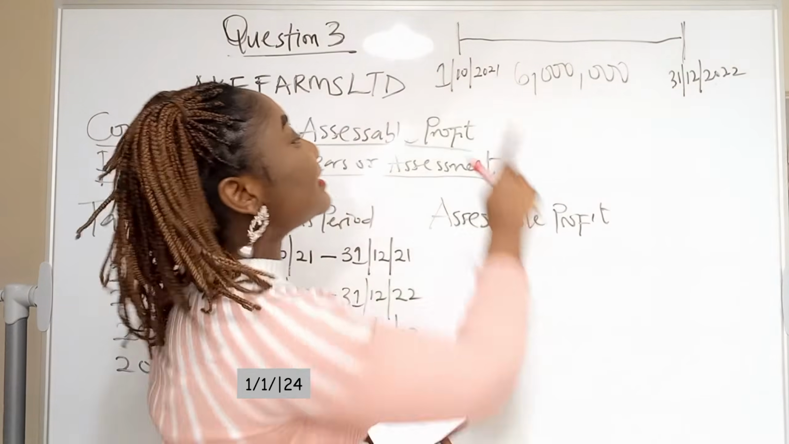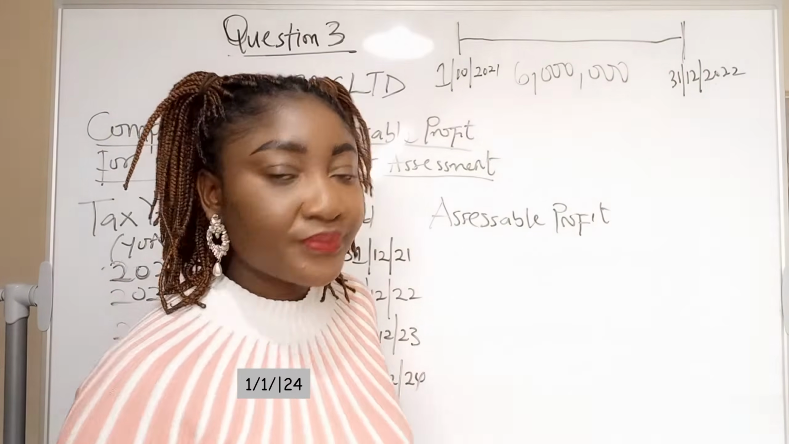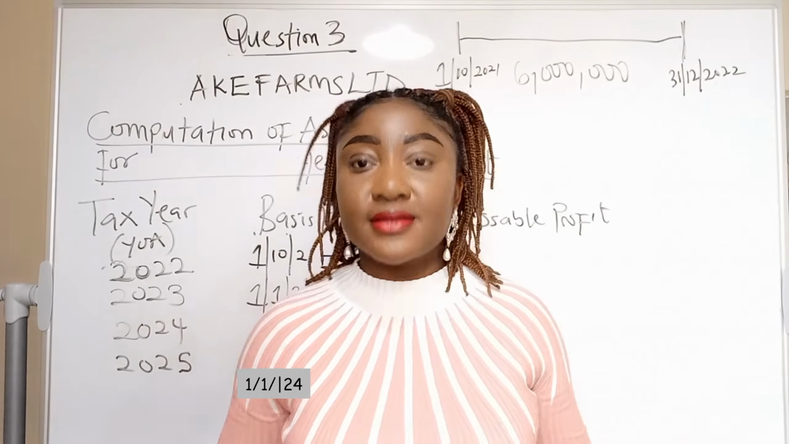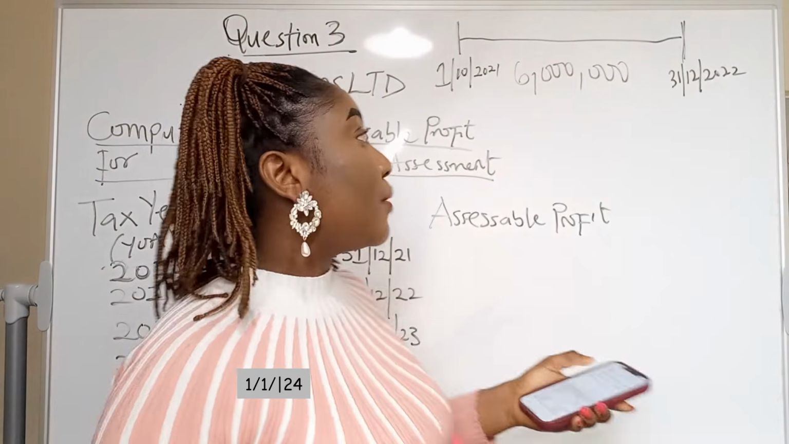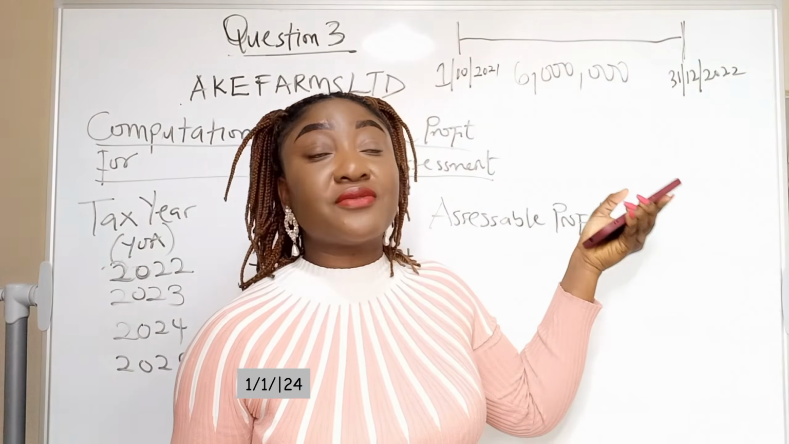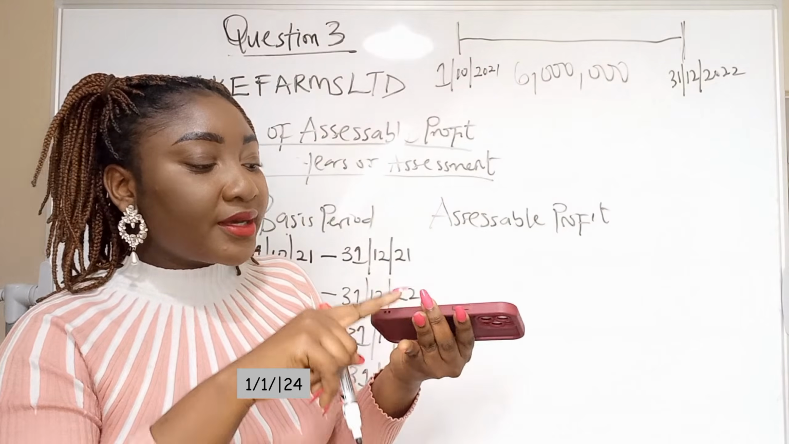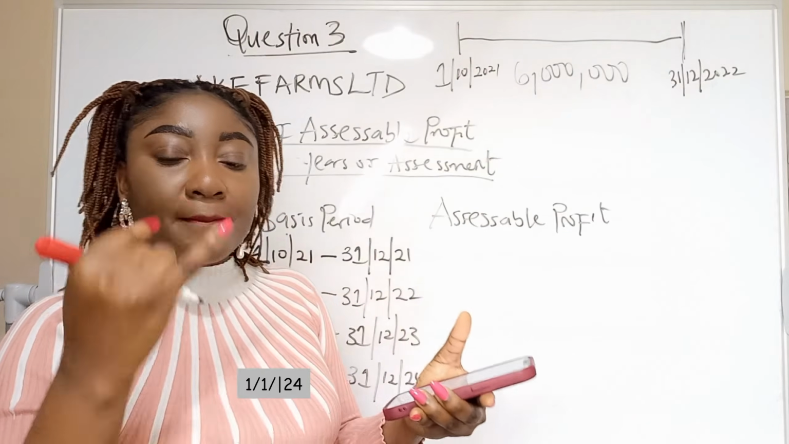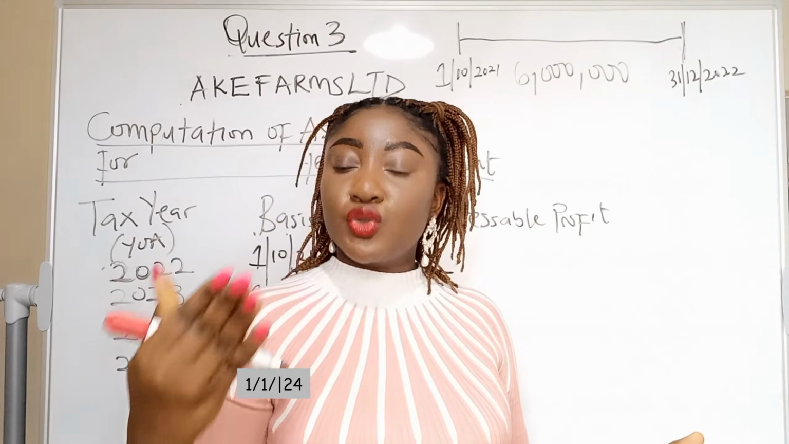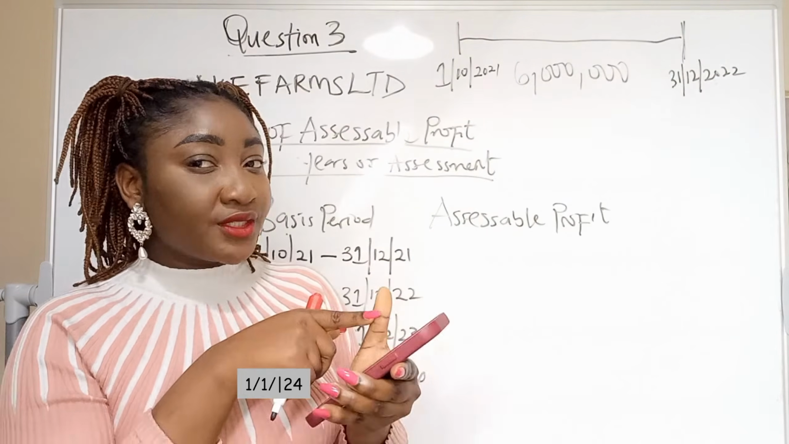Now ask yourself, between the date of commencement and the 31st of December 2022, how many months or how many years do we have? We use months here. We have 1 year, 3 months. So that is 15 months. But let's count: October, November, December, January, February, March, April, May, June, July, August, September, October, November, December. So that is 15 months.